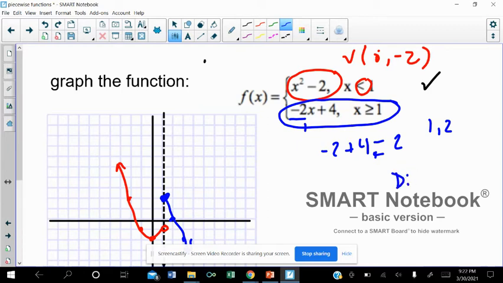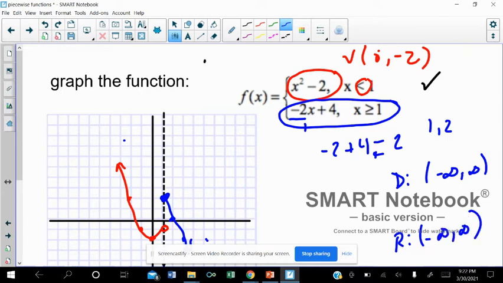Take a look. Do you know what the domain of this graph is? You got it. All real numbers. I can plug in any x and I get something. How about my range? Again, this guy's going all the way down. This guy goes all the way up. There's no break. Negative infinity to infinity.